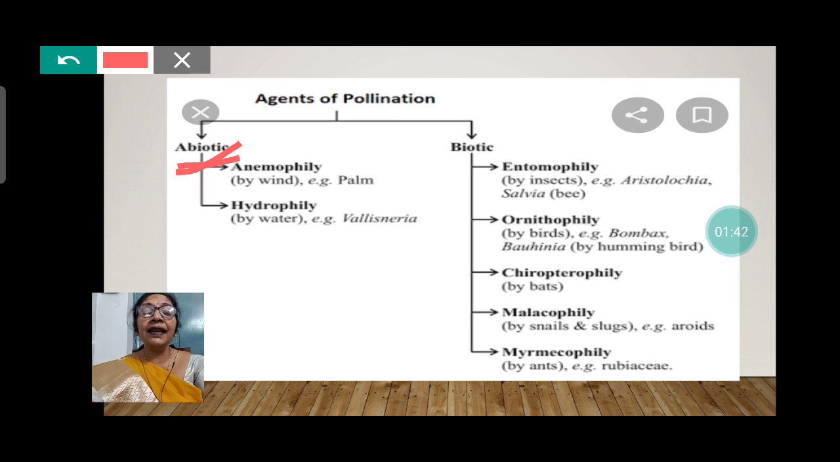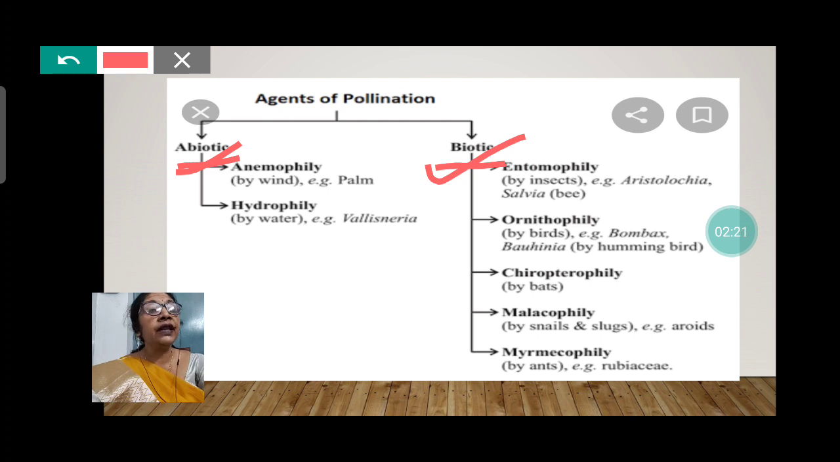The second one is Hydrophily, that is with the help of water. It occurs in most of the aquatic plants, not all but most of them, means pollination by water. When pollination occurs with the help of living organisms, such agents are called biotic agents. Pollination may occur with the help of insects, and in such condition this type of pollination is called entomophily. We will discuss the features of such flowers.